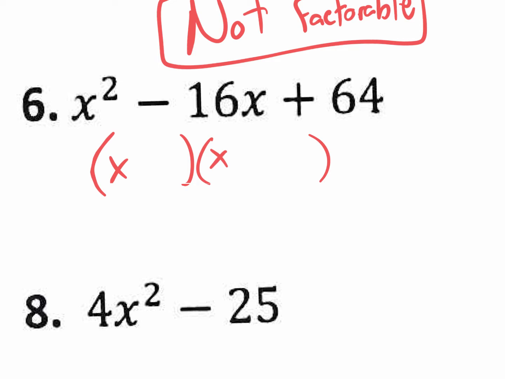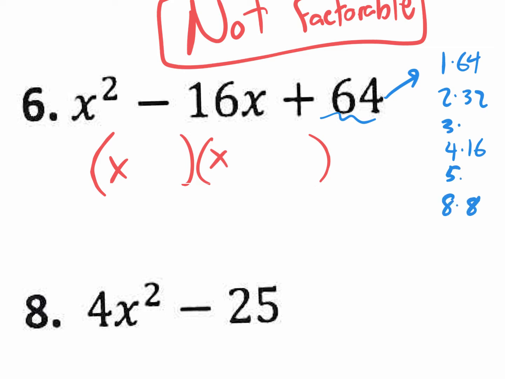Let's make a list. How could I get 64? 1 times 64? 2 times 32? 3? Nope. 4 times 16? And 8 times 8. So if I combine 1 and 64, what do I get? 65. Is that a 65? No. 32 and 2 is 34. That's not a 34. That's 20.